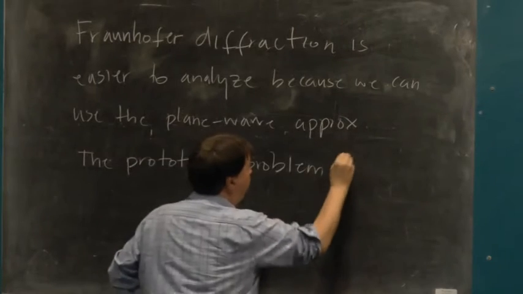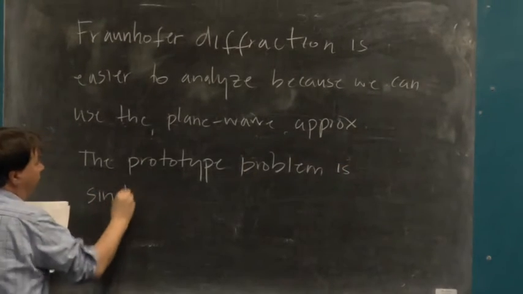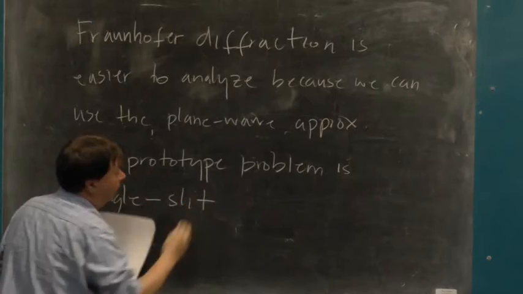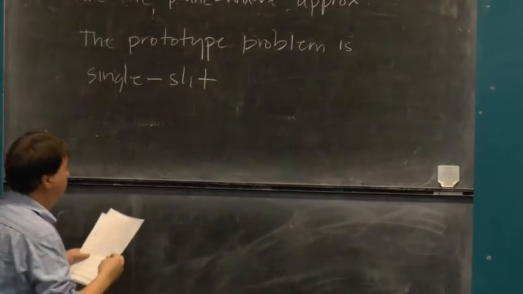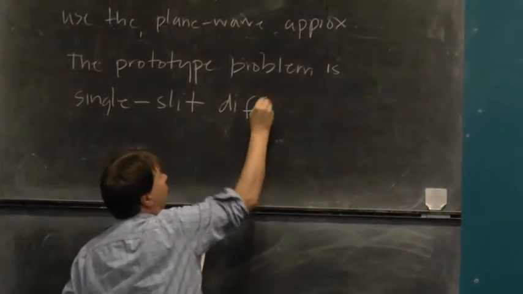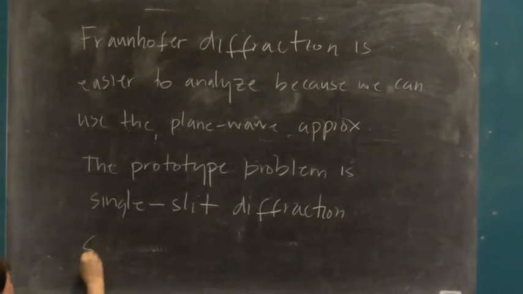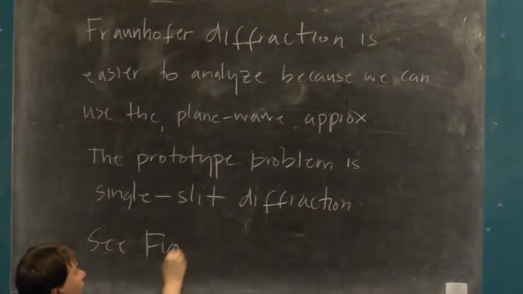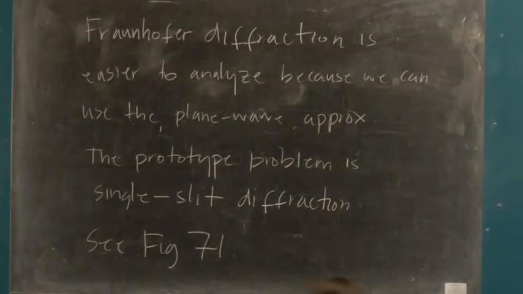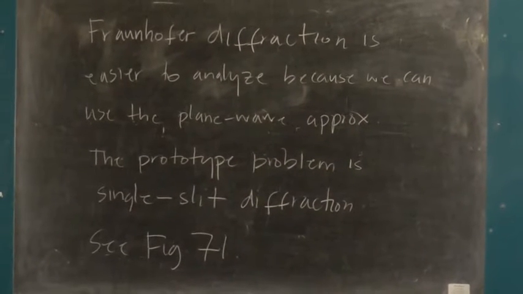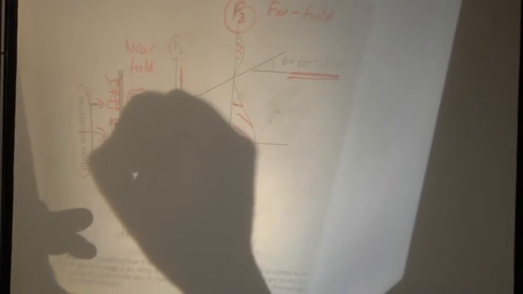The prototype problem is single slit diffraction. In other words, we send a plane wave through a single slit, and we calculate the pattern in the Fraunhofer regime. And this is illustrated in figure 71 of the handout. So let's have a look at that. We're now specifically going to calculate exactly this problem, where a plane wave arrives on a slit.